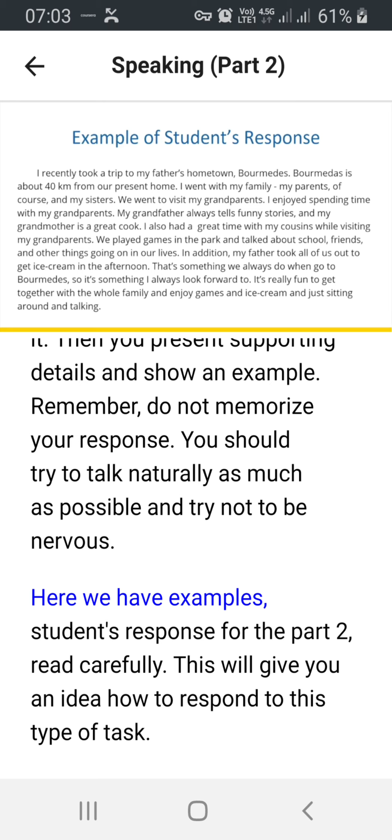And here we have an example of a student's response for the part 2. Read carefully, and this will give you an idea how to respond to this type of task.